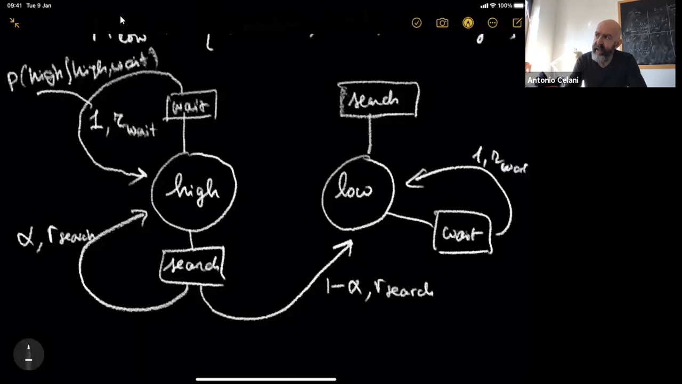And if we search again, we have the probability of going to low. Now, since we were low, maybe the probability of being still low is higher, which is another number beta. And then we have R search.